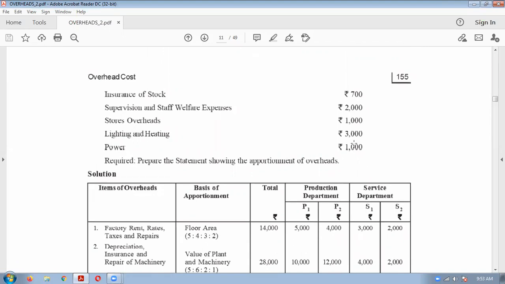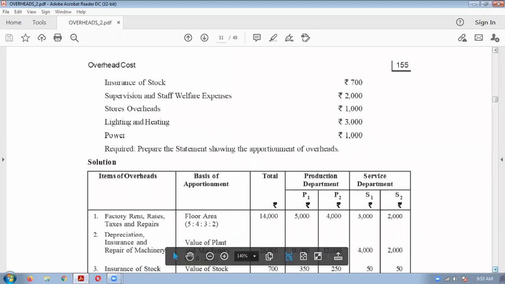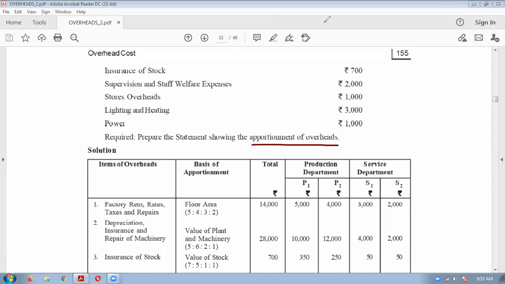Now we will have to allocate these indirect expenses to different departments, products or departments you can say. Now prepare a statement showing apportionment of overheads. Very simple. So how to solve that? Let us understand.